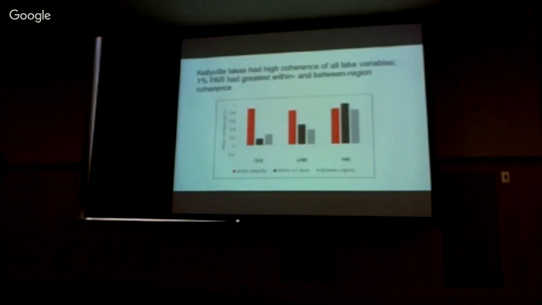The second thing I want you to take away is that in the Kellyville lakes, DOC and A380 have very high mean coherence, while within the ice sheet region and between the two regions, coherence is much lower.